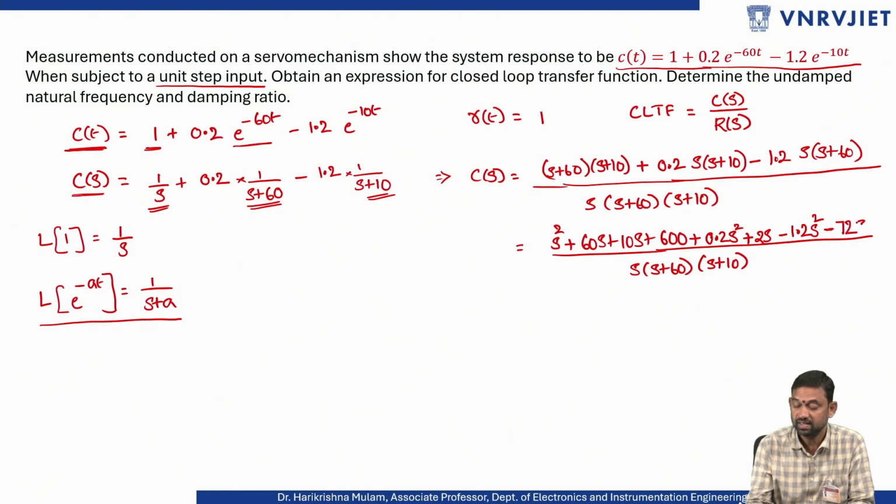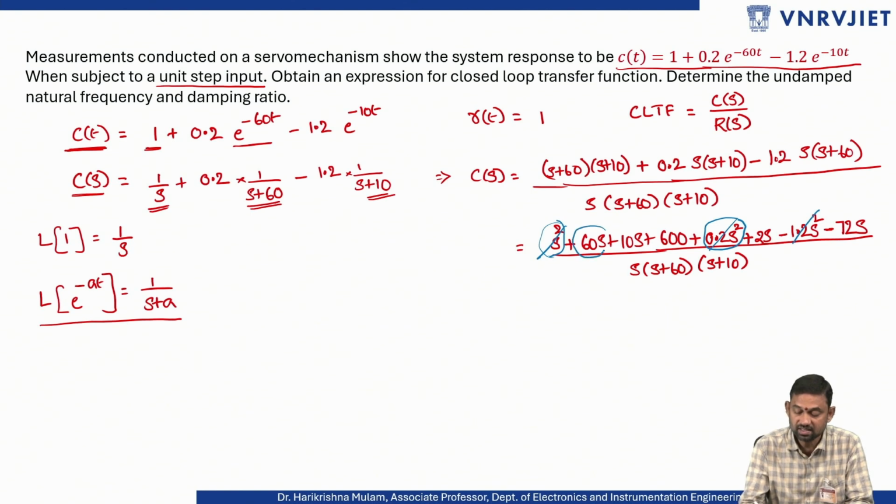72. Yes. So if you see here, S square is there, and 0.2 S square is there. Together it is 1.2 S square. It gets cancelled with minus 1.2 S square. So this gets cancelled.